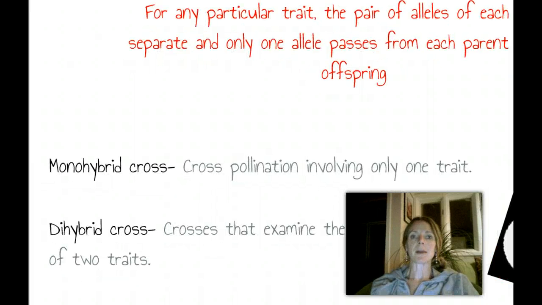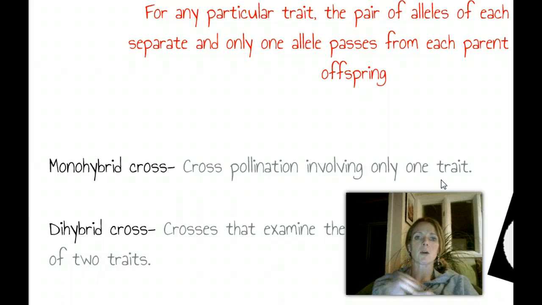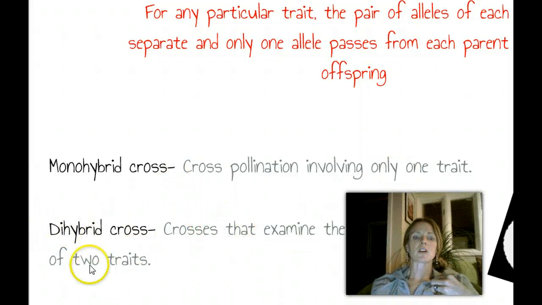Now, when we talk about the law of segregation, we also talk about a monohybrid cross versus a dihybrid cross. A monohybrid cross is cross-pollination involving only one trait. So in that video that you guys watched in part 1 about Mendel, he first did one experiment where he just did a monohybrid cross. He involved only one trait, which was basically, is the pea round and smooth or wrinkly? That's one trait, smooth versus wrinkly. The dihybrid crosses, when you get into that, are going to examine the outcomes of two traits. So maybe you throw in, is it yellow? Basically we're talking about color versus texture.